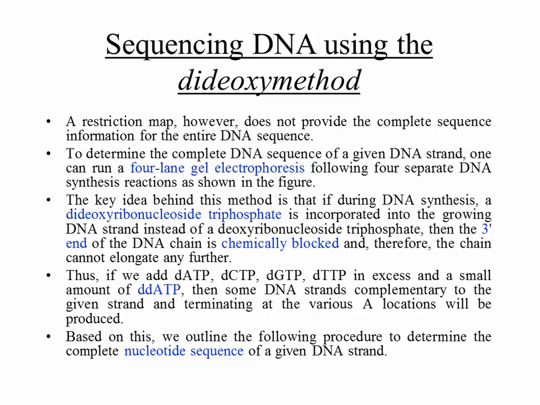To determine the complete DNA sequence of a given DNA strand, one can run a 4-lane gel electrophoresis, which I will explain in a few minutes, following 4 separate DNA synthesis reactions as shown in the figure. Let's not look at this text right now. Let me use a picture to explain. This is important. You may have heard about the sequencing of the human genome. The sequencing of the human genome took about $4 billion and 13 years to complete.